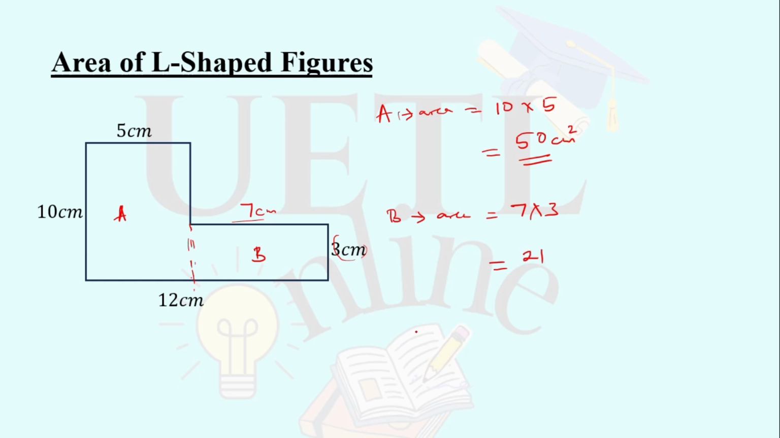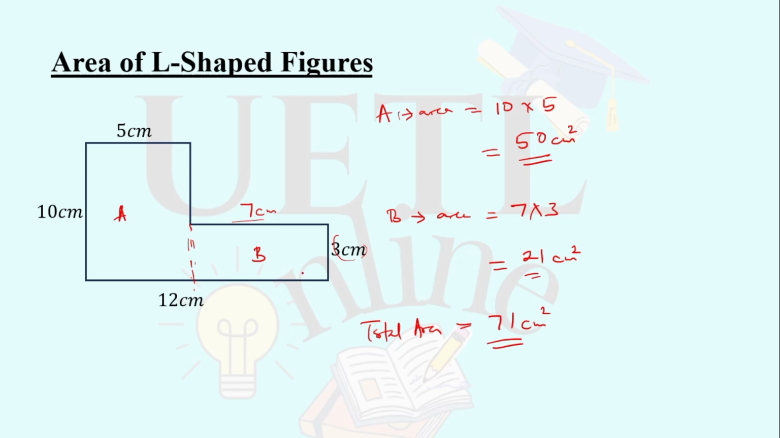Now to find the total area of this shape, we just say 50 plus 21. We're just going to add these areas. We get 71 centimeters squared. So the area of this L shape is 71 centimeters squared.